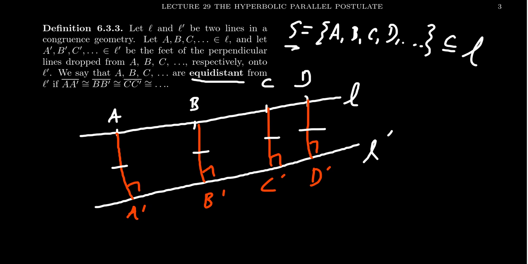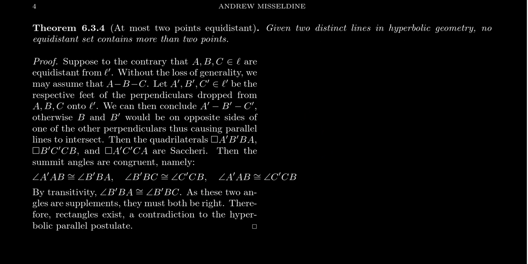So what's going to be interesting is what about sets of two equidistant points, or three, or four, or more? In Euclidean geometry, it's quite easy to get large sets of equidistant points. In hyperbolic geometry, it's going to be quite rare. So we get to our first main result for hyperbolic geometry, a strictly hyperbolic result. We call it the at most two equidistant points theorem. It's a result for hyperbolic geometry, not neutral geometry. Given two distinct lines in hyperbolic geometry, no equidistant set contains more than two points. That is, the largest equidistant set you can get is exactly two.